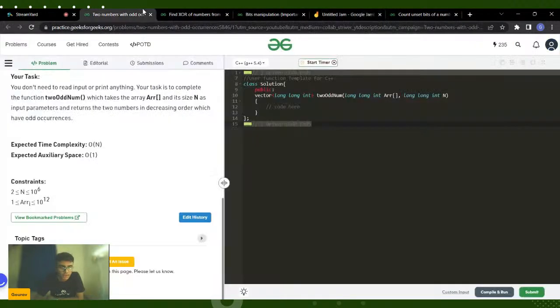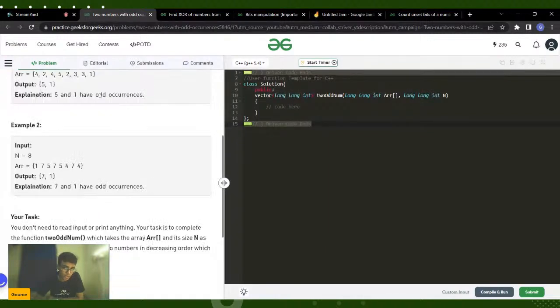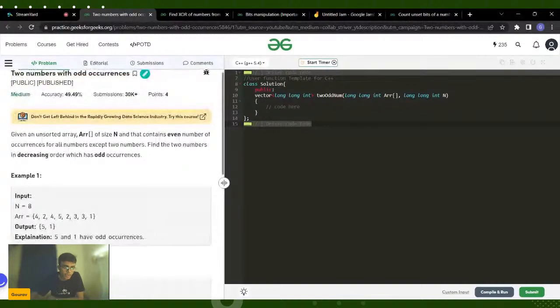So let's say you are given an array of size n, and that array contains all the numbers occurring an even number of times, and there are only two numbers which are occurring an odd number of times. So you have to find those two numbers. Let's say the size of the array is 8 and the numbers are 4, 2, 4, 5, 2, 3, 3, and 1. You see that the number 5 is occurring once and the number 1 is occurring once, which are odd occurrences. So you output 5 and 1. This is exactly what you have to do. So how will you do this?